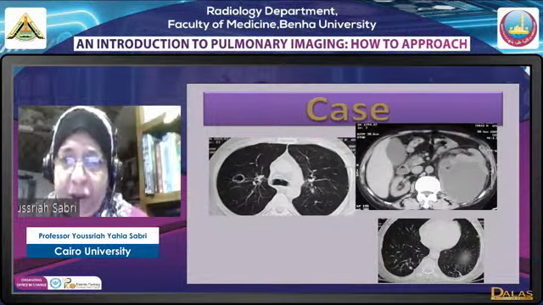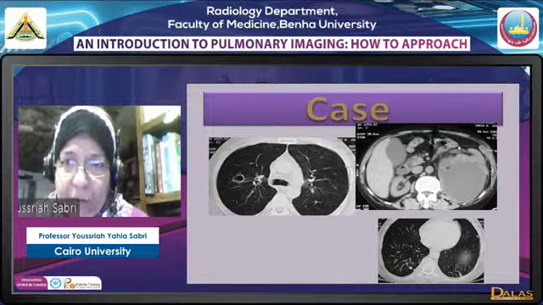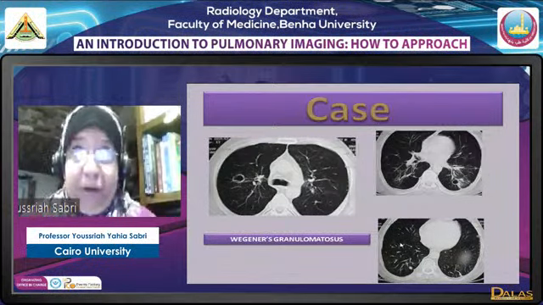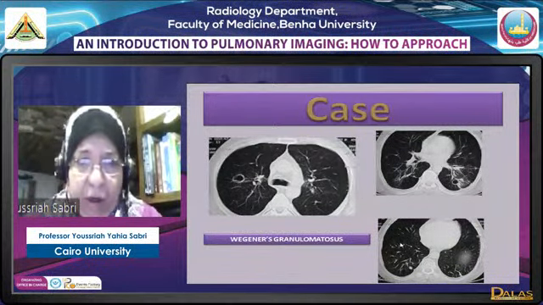Upper abdominal images show this lesion related to the left kidney, a subcapsular lesion in the left kidney. This was actually a case of Wegener granulomatosis where they tried to take a blind biopsy from the left kidney.